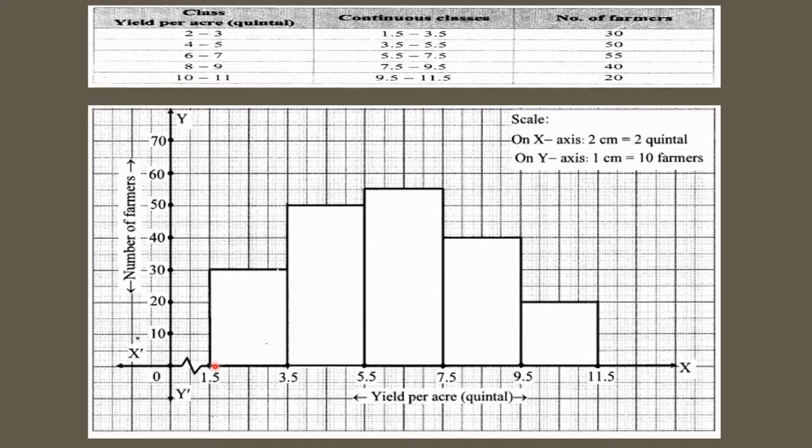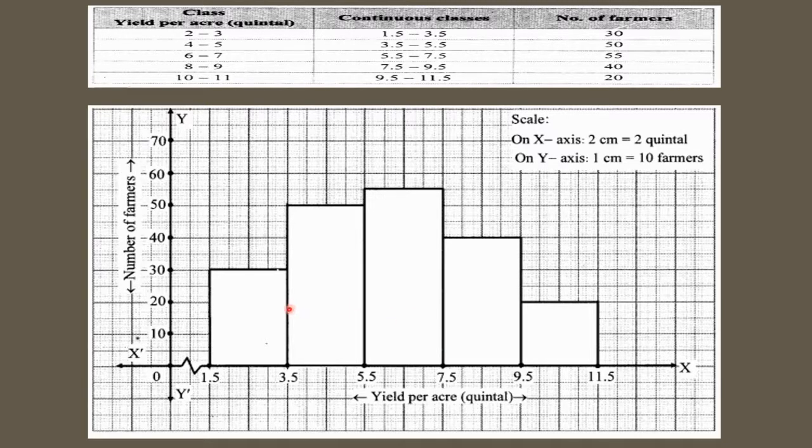Therefore, draw the rectangular bar. 1.5 to 3.5 is 30, and 3.5 to 5.5 is 50. 5.5 to 7.5 is 55, 7.5 to 9.5 is 40, and 9.5 to 11.5 is 20. The shape of the bar is a rectangle, and you have to keep equal distances between bars.